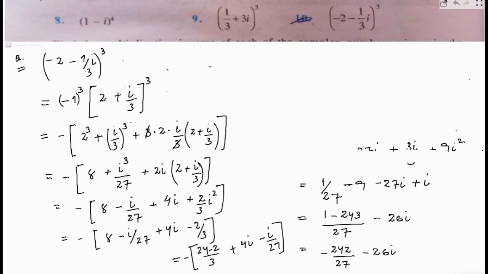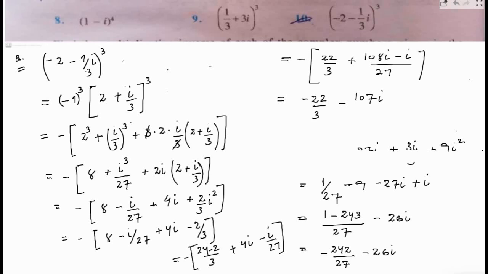So we'll do the rest of the calculations here, that is it will be equal to negative sign is common, 24 minus 2 is 22 upon 3, and now 4 into 27 is 108 iota minus iota upon 27. So the final answer here will be negative 22 by 3, and then you'll get minus 107 iota by 27, and that will be the final answer. That's it. This is the standard form for which part? The 10th question. That's it.